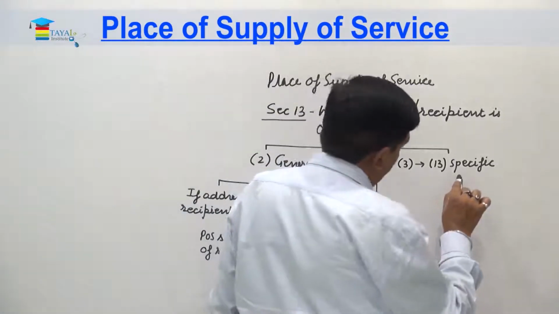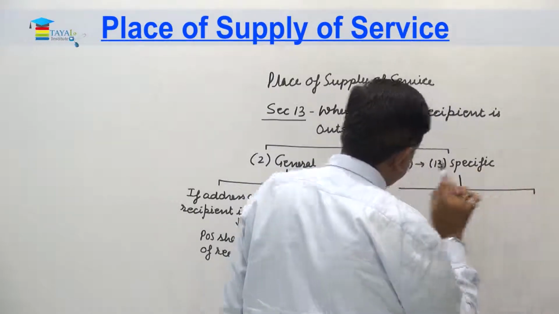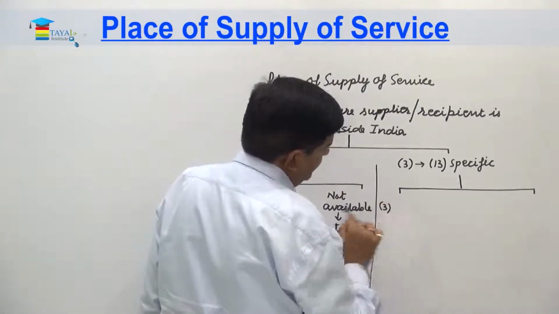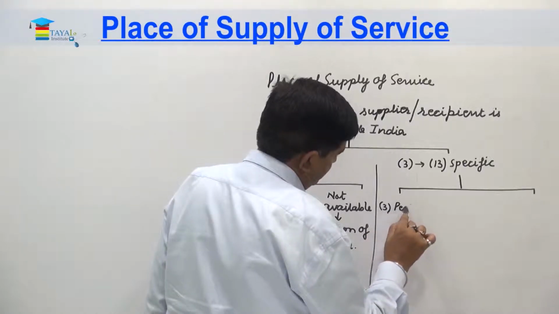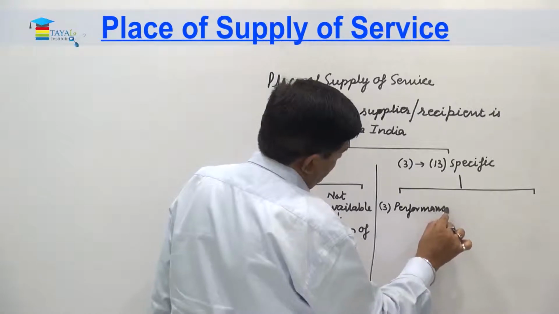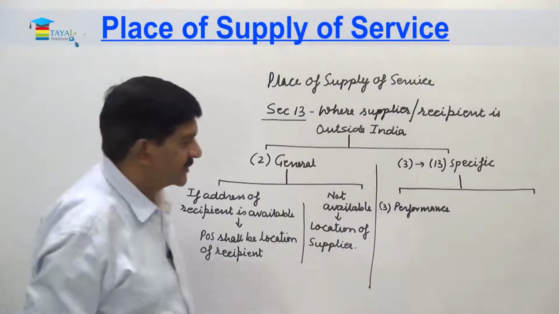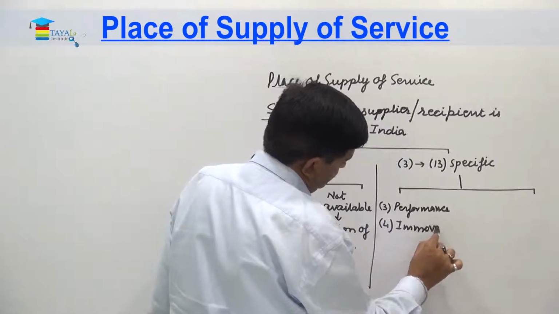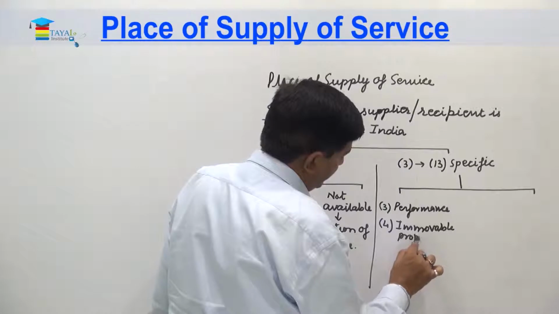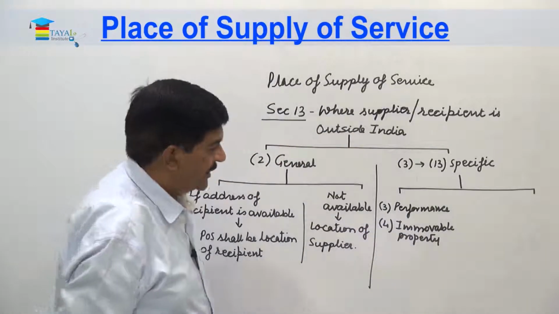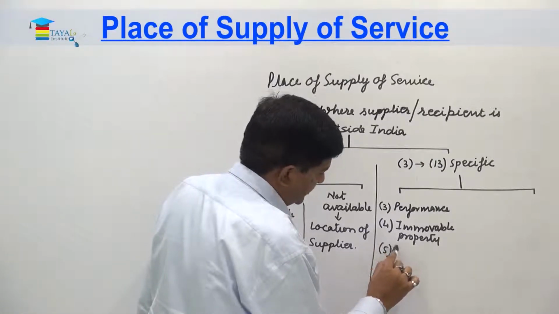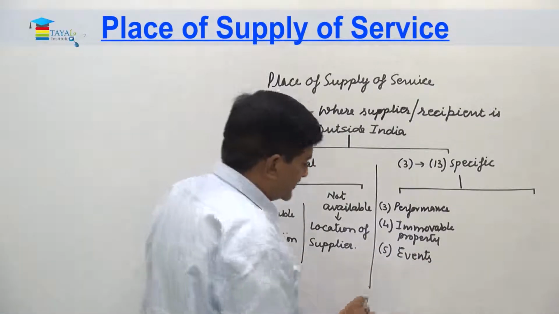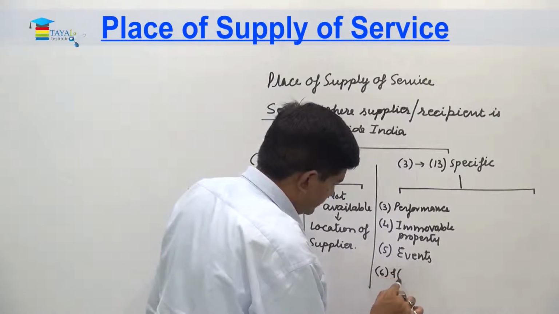Now for 3 to 13 also I can give you a brief chart. In subsection 3, we are concerned with performance related things. Number 4, this is related to immovable property. Number 5, this is related to events, right?